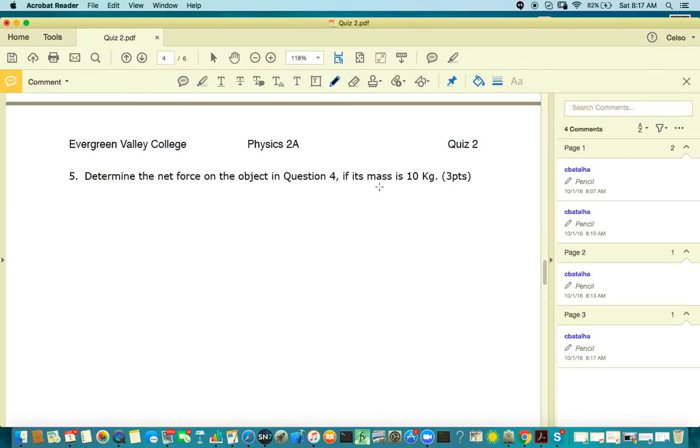Determine the net force on the object in question 4, the previous one, if its mass is 10. So this is pretty much F equals 10 times whatever that acceleration was. And then you're done.